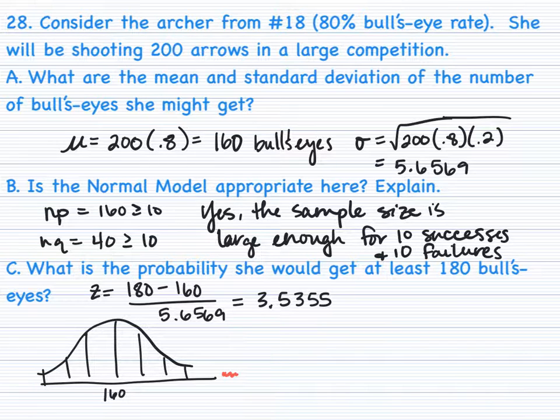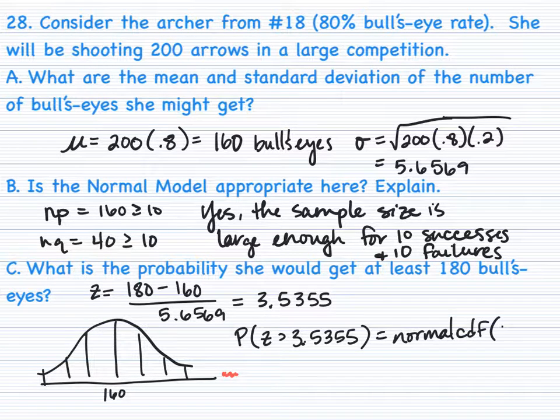So to get the probability that z would be greater than 3.5355, or the probability that x would be at least 180, is going to be found by the normal CDF with 3.5355 and 99. And again, no calculator with those functions on it anyway.